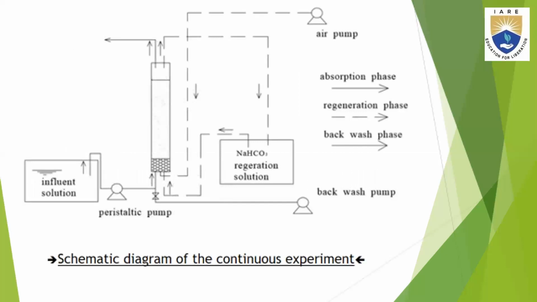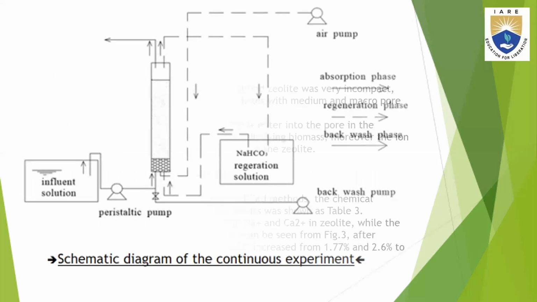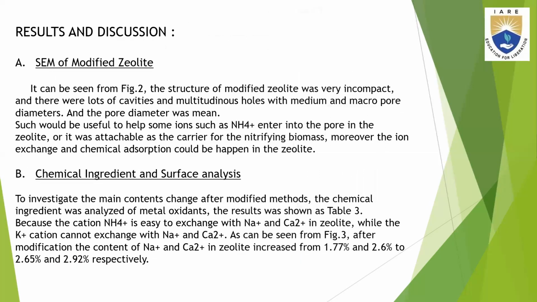This is the schematic diagram of the continuous experiment. Results and discussion. SEM of modified zeolite. It can be seen from figure 2 that the structure of the modified zeolite was very compact and there were lots of cavities and multitudinous holes with medium and macro pore diameters.